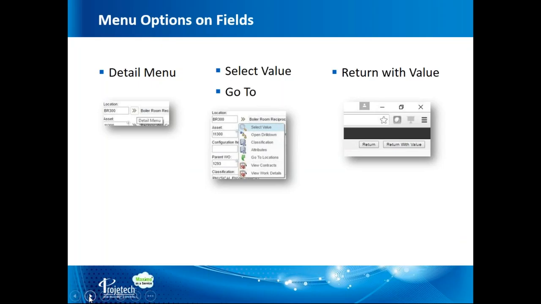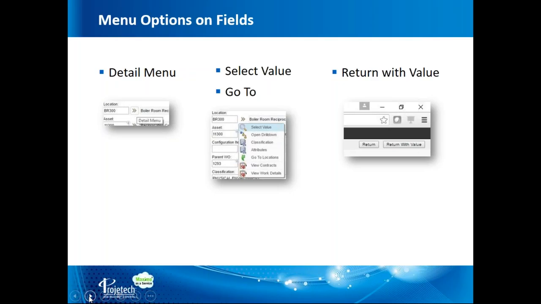There are lots of different menu options inside of Maximo, and it's kind of hard to keep some of them straight. Something to remember is the detail menu, which you'll have on some of your fields. The double chevron arrows, that's called your detail menu. This is where you're going to have some different options inside of it, like the select value or a go to. Select value is actually going to give you a list of options to choose from.